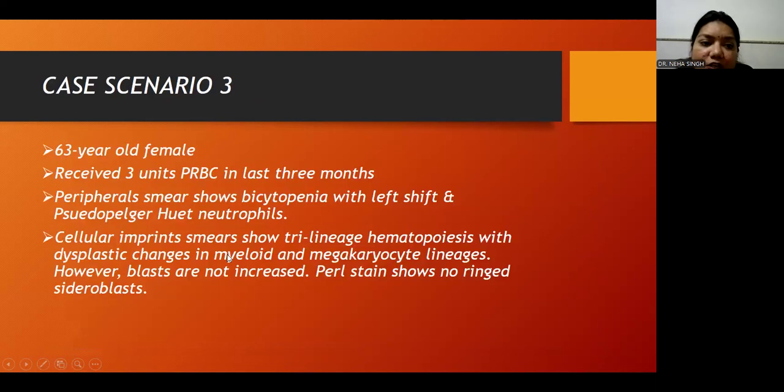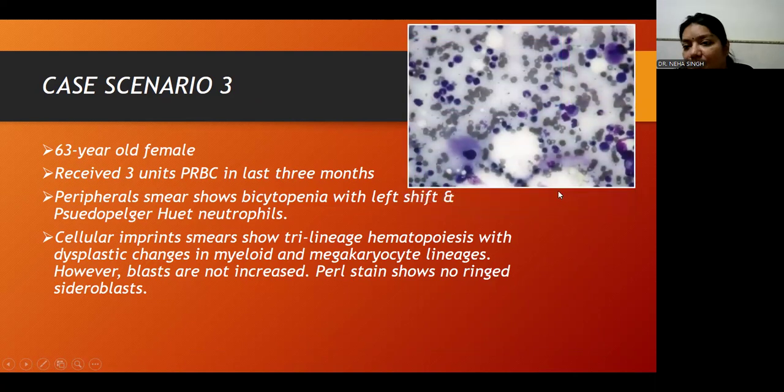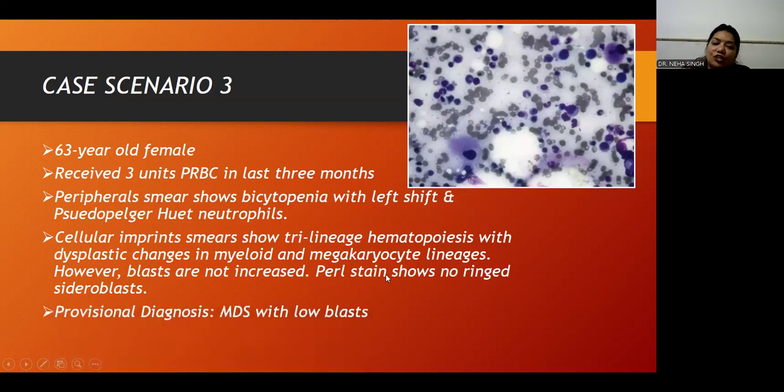So let us try to understand MDS through a case. You have a 63-year-old female who has received 3 units of PRBC in last 3 months. The PS showed hypolobated neutrophils. The cellular imprint smears showed multilineage dysplasia, this time involving the myeloid and megakaryocytic lineage. The blasts are not increased. There are no ring sideroblasts also. So you can see some hypolobated megakaryocytes in the background. So on the basis of your morphology, you can label this case as MDS with low blasts for now, in the background of a history of cytopenias and transfusion dependence in an old lady.